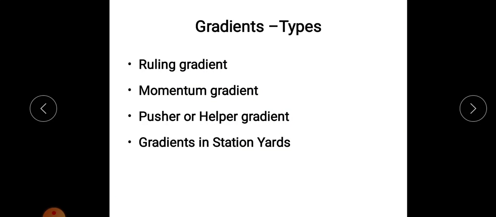Next, classification of gradients. Gradients are classified as ruling gradient, momentum gradient, pusher or helper gradient, and gradients in station yards.